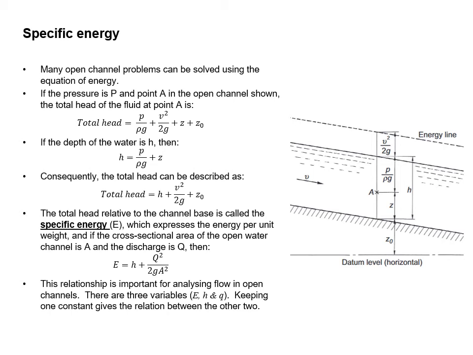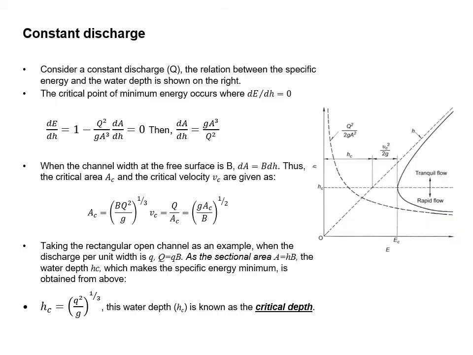This relationship is important for analysing flow in open channels. There are three variables, E, H and Q. Keeping one constant gives the relation between the other two. So if we consider a constant discharge Q, the relationship between the specific energy and the water depth is shown on the right. The critical point of minimum energy occurs when the change in the specific energy over the change in height equals 0.